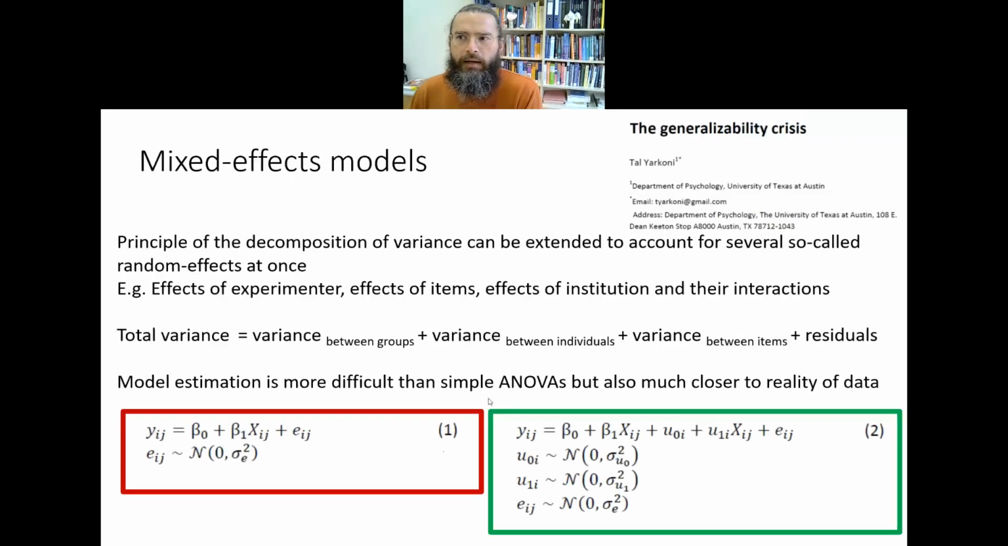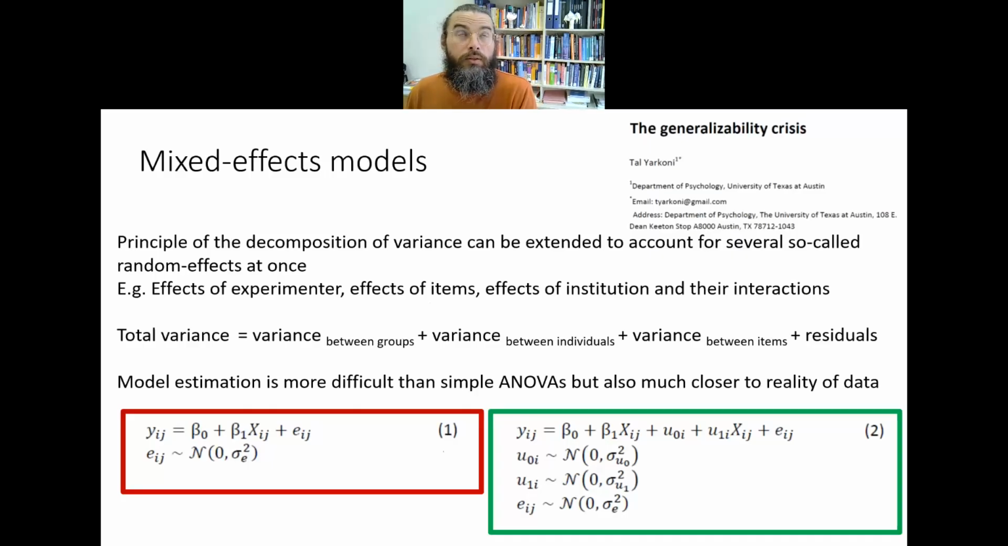So the next level in planning of psychological experiments is given by the so-called mixed effects models. They are a generalization of the specific case of analysis of variance for more realistic deviations from the assumptions behind simple analysis of variance. So we will decompose variance in another way, extended to account for several so-called random effects in your experiment.